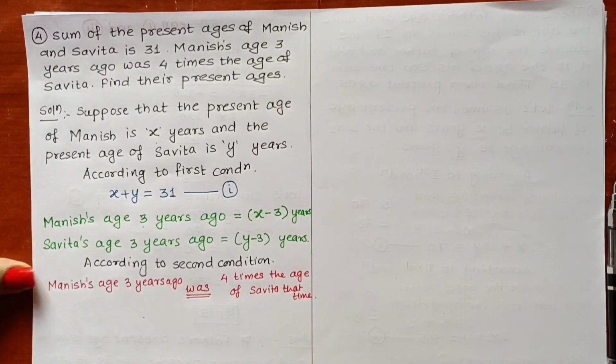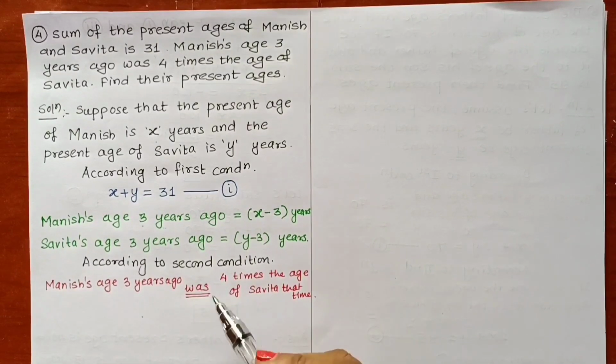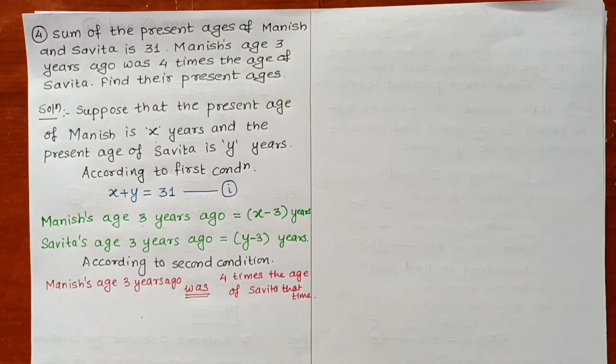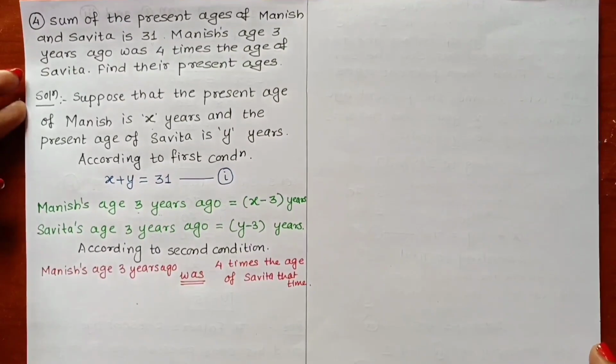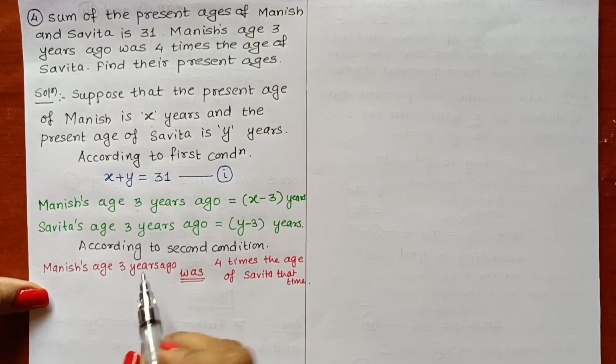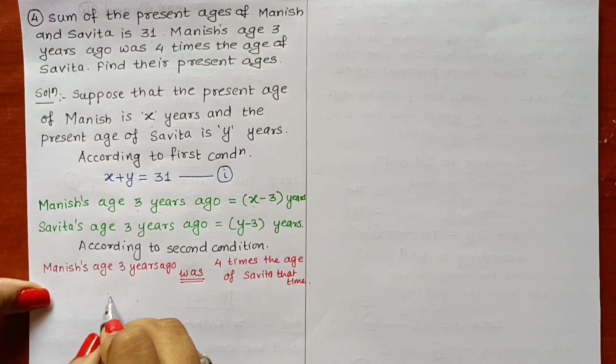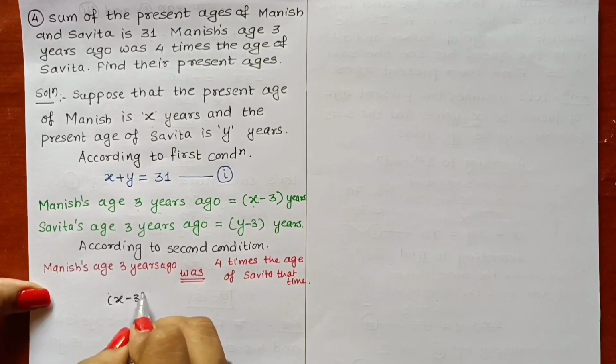Now let us see how to form the equation from this sentence according to the second condition. After writing according to the second condition, you can directly write the equation. I am writing the sentence so that I can explain it to you properly. So how to write the equation? Mahesh's age 3 years ago. What is Mahesh's age 3 years ago? It is x minus 3. So I write here x minus 3.